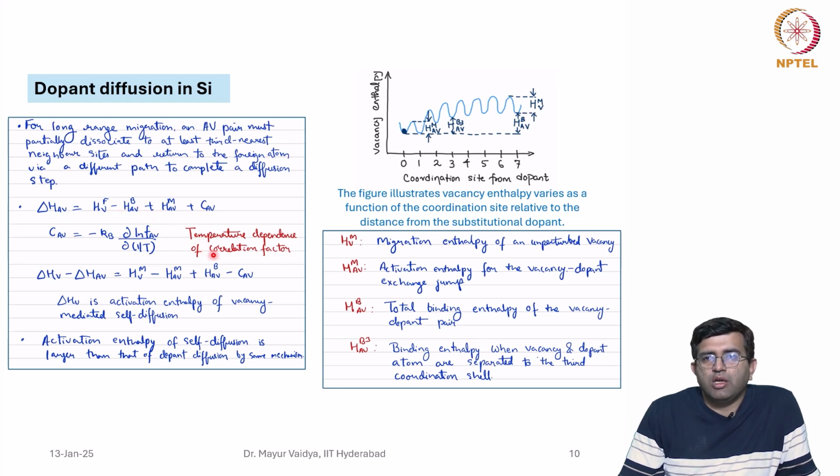Here CAV comes from the temperature dependence of the correlation factor. So, this is written as minus Kb ∂ln FAV by ∂(1/T). And the activation enthalpy of vacancy mediated self diffusion, delta HV minus delta HAV, can be written like this. So, the activation enthalpy of self diffusion is larger than that of the dopant diffusion by the same mechanism.